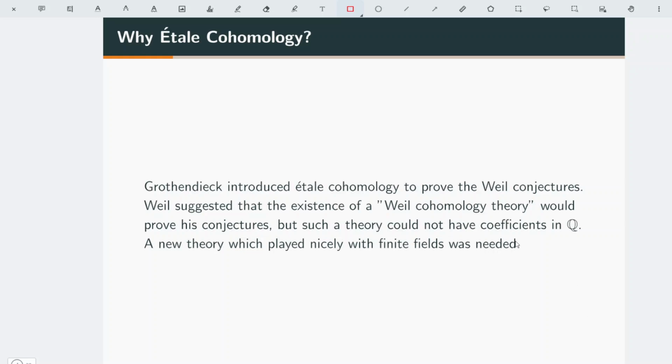So the reason that they needed a new cohomology theory is that the traditional cohomology at the time was the singular or simplicial cohomology, in algebraic topology, of things like complex topological spaces. But if you look at the properties for a Weil cohomology theory, they couldn't have coefficients in Q, which is normally where they would be for those cohomology theories that existed. So we needed a new theory which played nicely with finite fields, in particular with the prime characteristic.